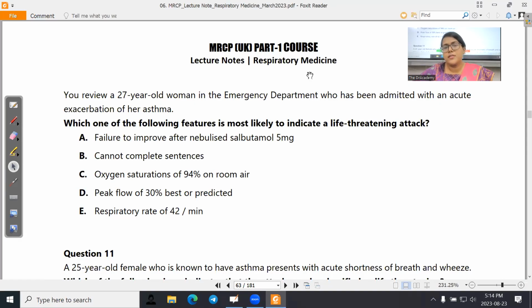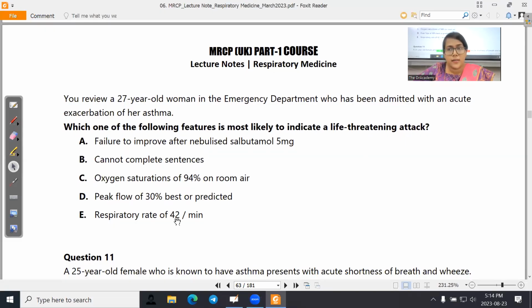So this is a characteristic finding or criteria for life-threatening attack, right? Which of the following features is the most likely to indicate a life-threatening attack? Which one do you think? Cannot complete sentence will be under severe asthma, not 30%, yes. Because the peak expiratory flow rate, if this is less than 33% of the predicted value, that will be the answer. So option D is the correct answer. All right. Thank you for trying.